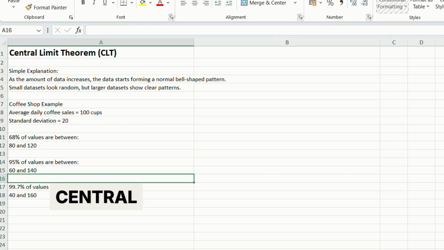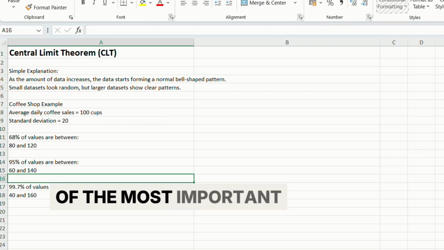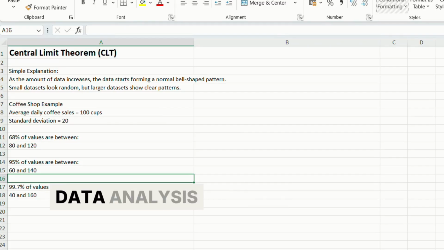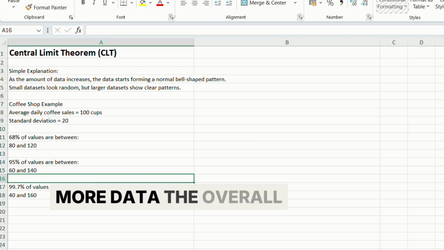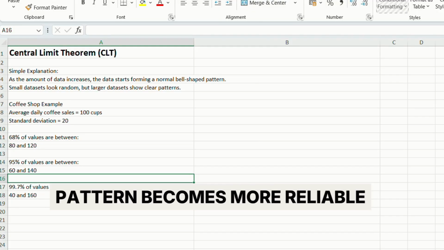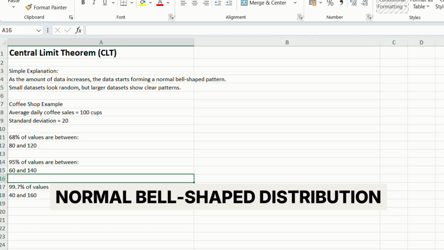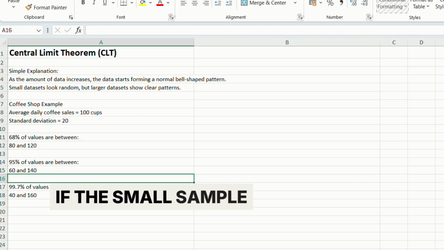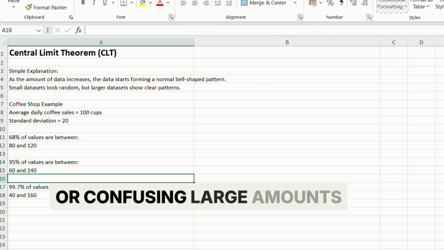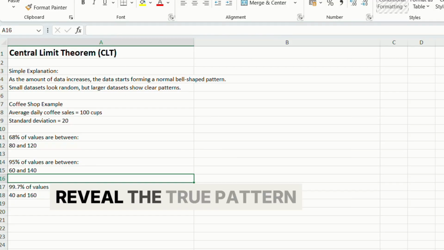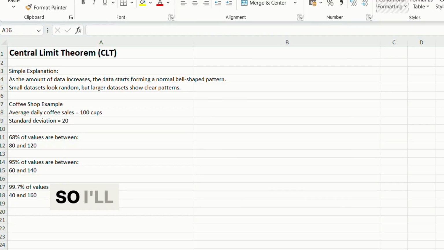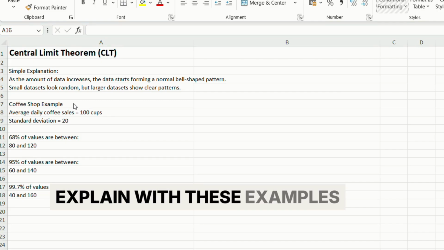Central limit theorem is one of the most important ideas in stats and data analysis. As we collect more and more data, the overall pattern becomes more reliable and starts to form a normal or bell-shaped distribution. Even if small samples look random or confusing, large amounts of data usually reveal the true pattern. So I will explain with these examples.